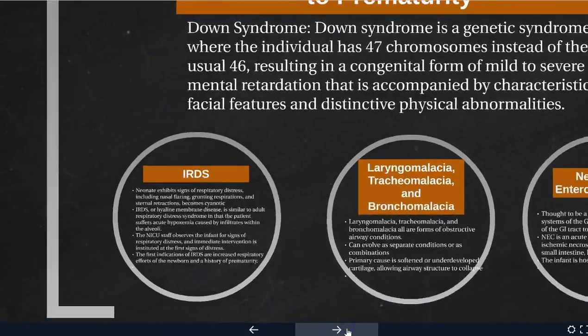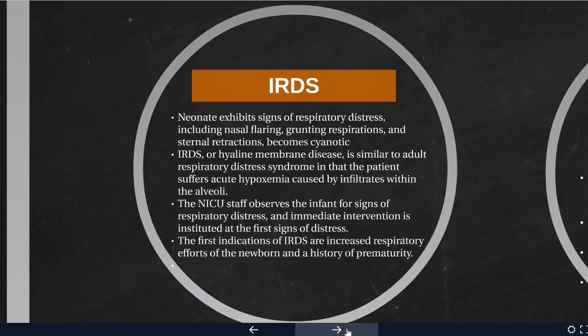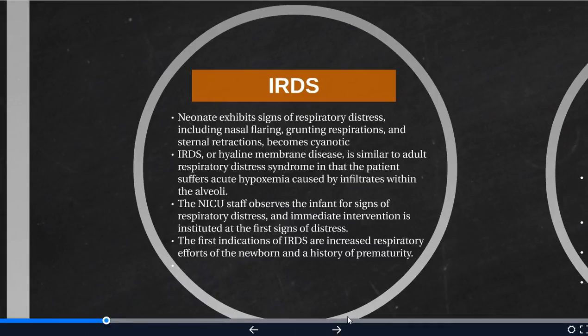The next one is IRDS, which is Infant Respiratory Distress Syndrome. This is where the neonate exhibits signs of respiratory distress, including nasal flaring, grunting respirations, and sternal retraction. So you can see their chest expand and retract very, very visibly. And the infant becomes cyanotic, so they start to turn blue.